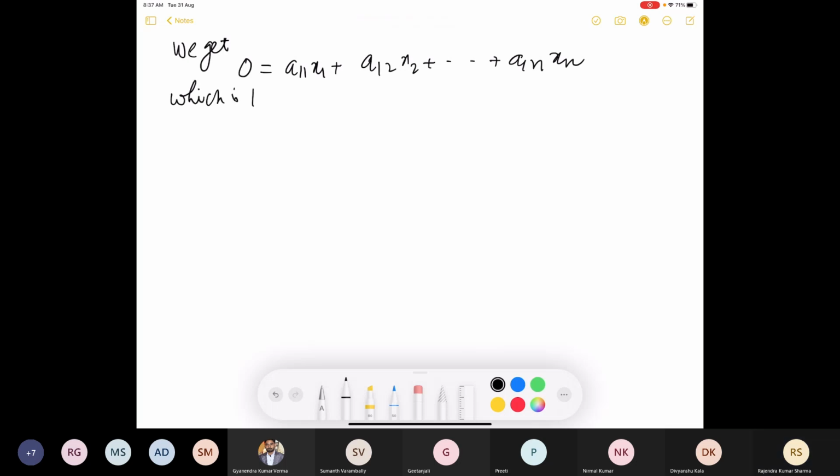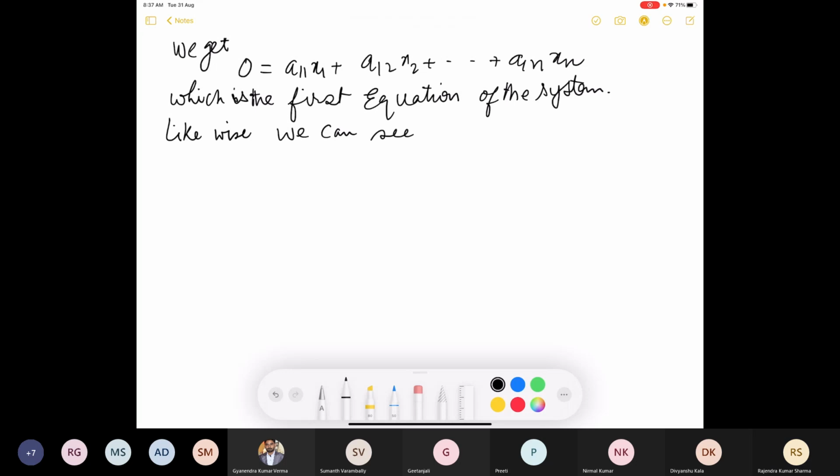the first equation of the system. So likewise, we can see that all other equations are also satisfied.